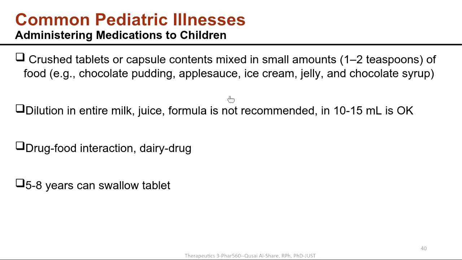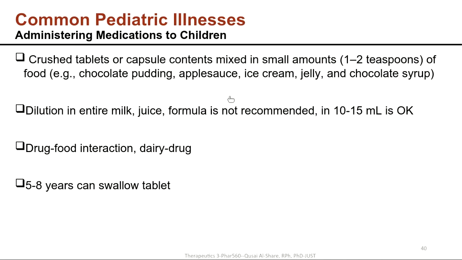And dilution in entire milk, especially for those who are on infant milk or formula, it's not recommended to dilute it in the full meal. The full meal might be, let's say, 100 milliliters or 150, so that is not recommended, but you can take 10 to 15 milliliters of that juice or milk or formula and mix the drug with that. The reason for that is trying to avoid drug-food interaction, especially if you mix it with dairy products.